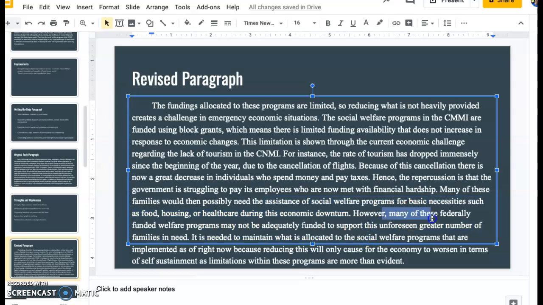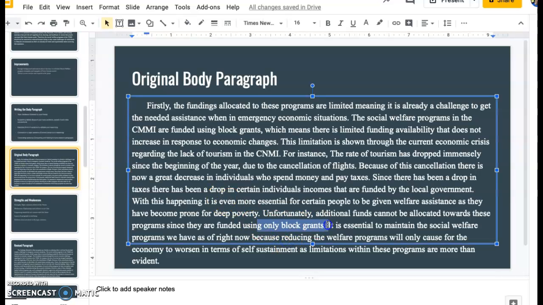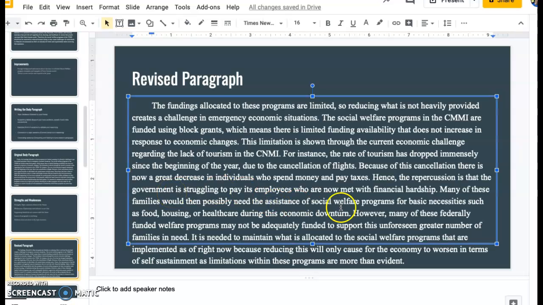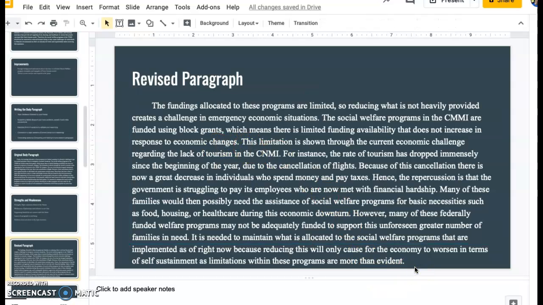And however, many of these federally funded welfare programs may not be adequately funded. So by stating this, you're not focused so much on the block grants that you state here. So the audience isn't confused that you're advocating for more funds, or so they're more familiar with the point you're trying to say, that because it's so limited, that restricting or reducing even more funds will be worse on people in economic situations, because this funding doesn't change with economic situations.